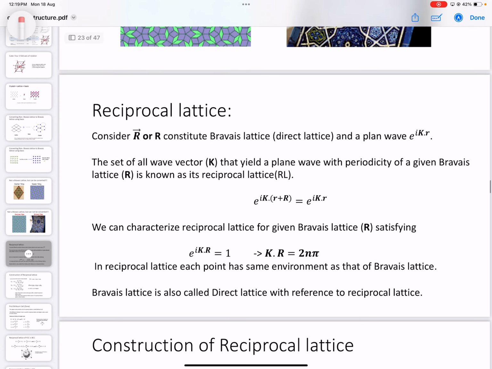So we did this reciprocal lattice, right? Plane wave is e raised to the power i k dot x type. This k is continuous, and x is also continuous, right?